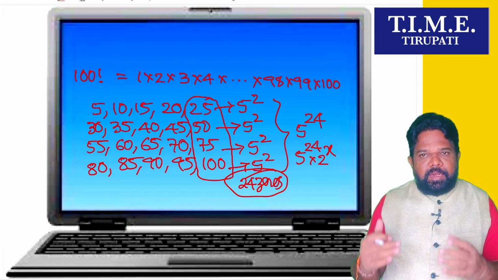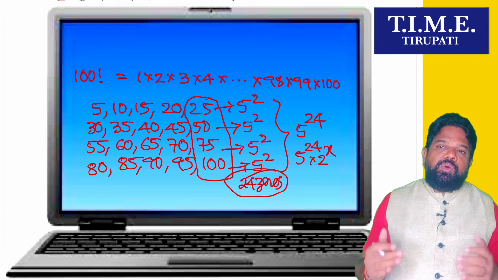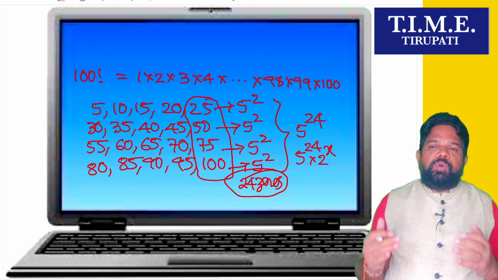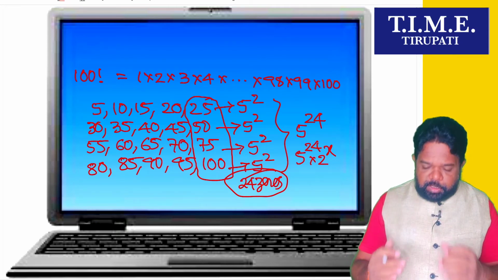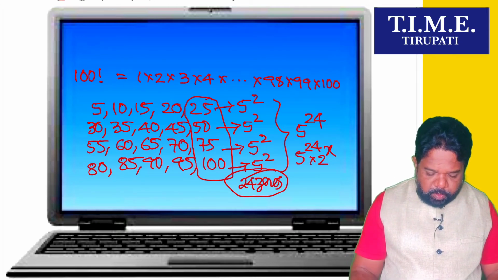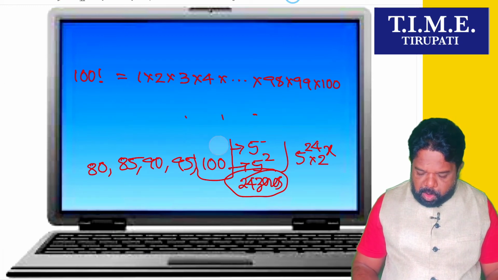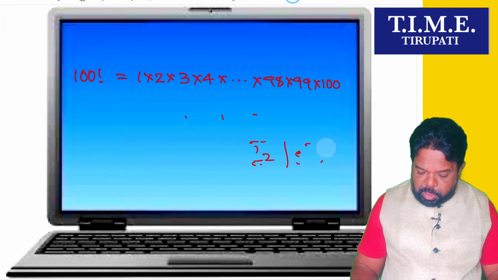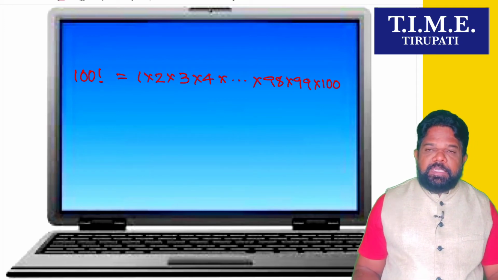This is after writing and counting that we say 24 5s are there. But without writing and counting, how can you say 24 5s are there? A very simple logic is there, a very shortcut approach. I will explain that also. Very simple logic is there. Okay, see here, what is that logic?